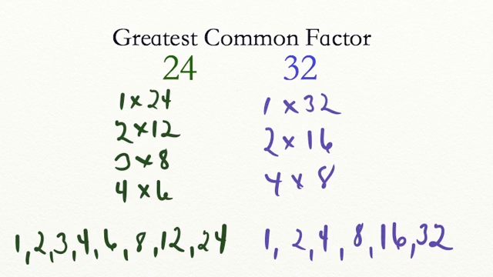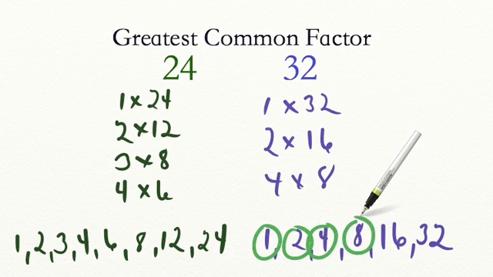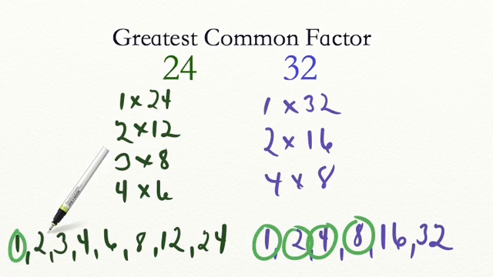keep our information organized. So now what I'm going to do, I'm going to circle the numbers that 24 and 32 have for factors that are the same. So they both have a factor of 1, 2, 4, and 8. Let's go ahead over here and circle 1, 2, 4, and 8. There aren't any other numbers that they have in common for factors.